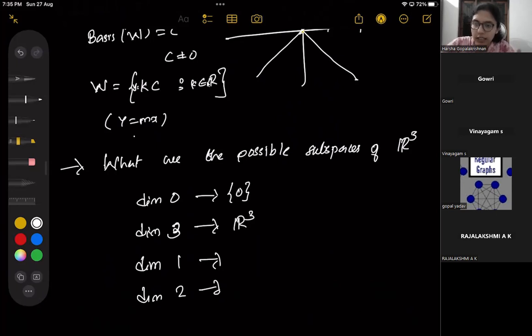Here also, what does dimension 1 mean? A straight line, right? Dimension 1 means the basis has only one element, and that one element generates the whole space. For example, if the basis is C, the set {C} generates all the multiples of C. All the multiples of C just go along a straight line, and it should pass through the origin. So, all the straight lines passing through the origin.